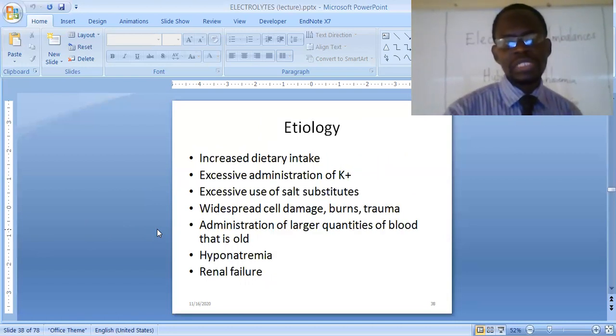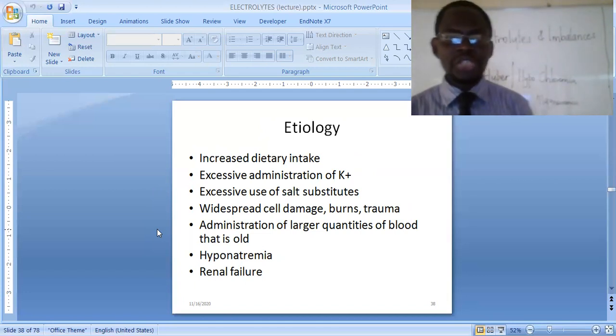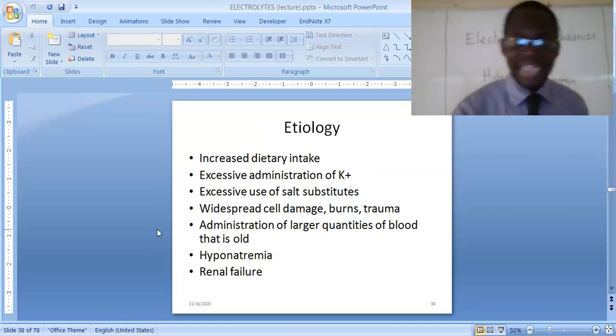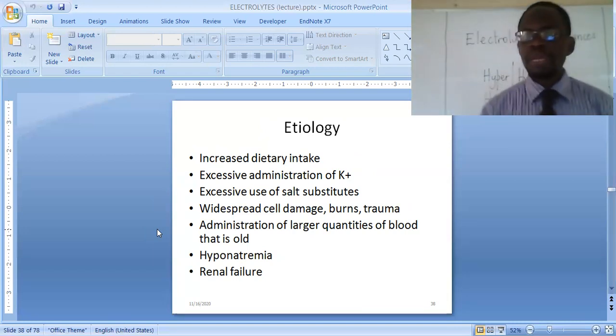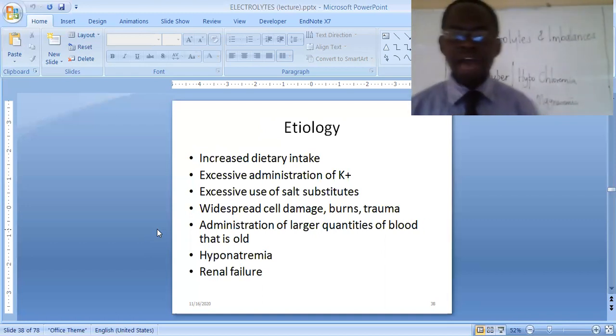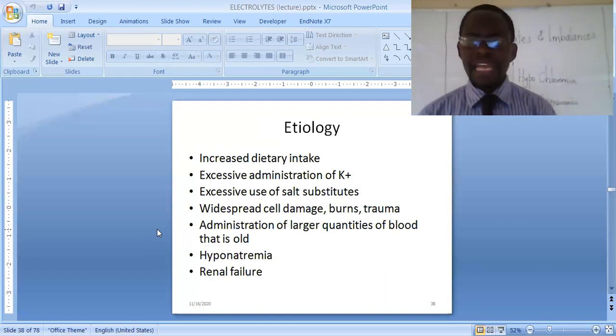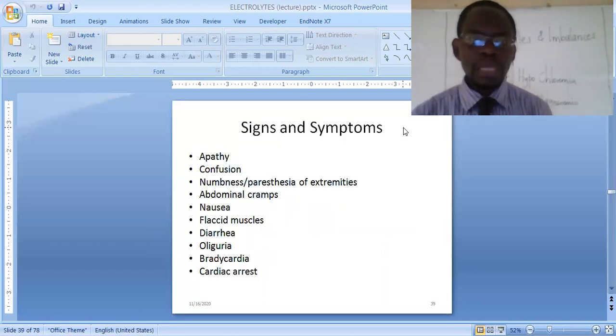What is the cause? Things like increased dietary intake, excessive administration of potassium, things like damage, for example burns, things like trauma. All these can bring about these problems here. We also have things like renal failure or even hyponatremia. They can bring about this problem. What are the signs and symptoms?